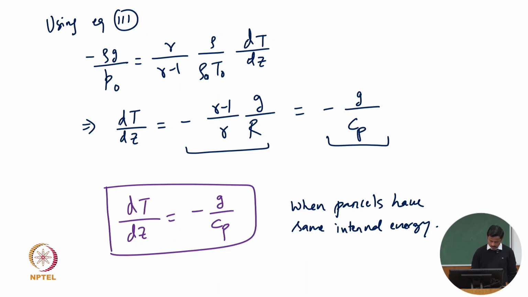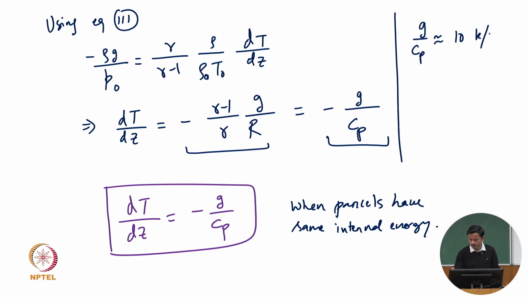So this quantity g over Cp has an approximate value of 10 Kelvin per kilometer. So this is how the temperature should change, and g over Cp is also called the dry adiabatic lapse rate.